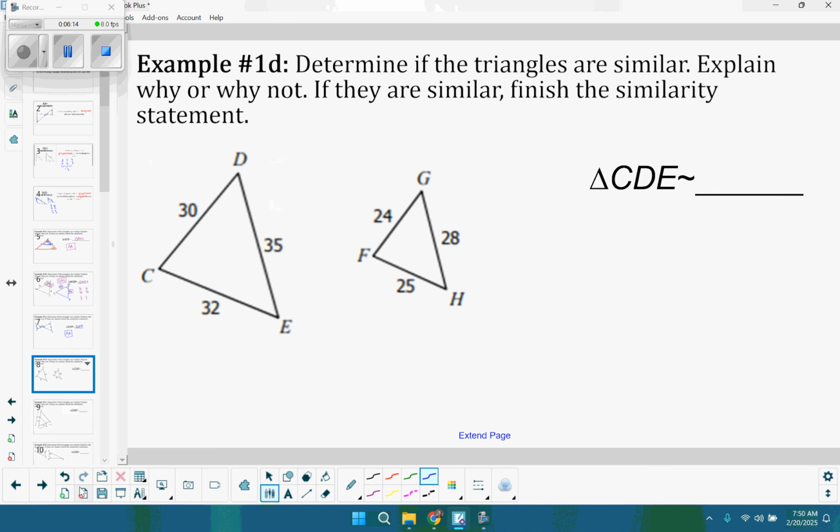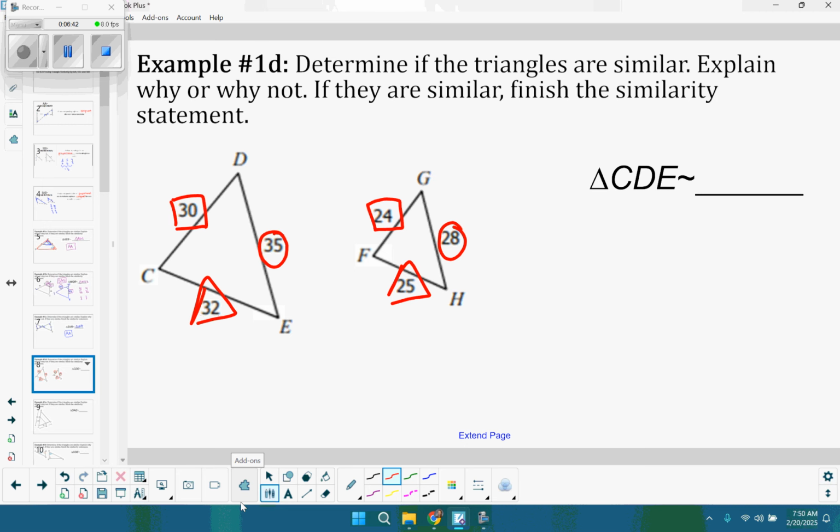Still more, example 1D. I have 3 pairs of sides here. So I'm going to look at the biggest side in this triangle was 35. The biggest side in this triangle was 28. The smallest side in this triangle was 30, and the smallest in this one was 24. That means the middle side was 32, and the middle side was 25.